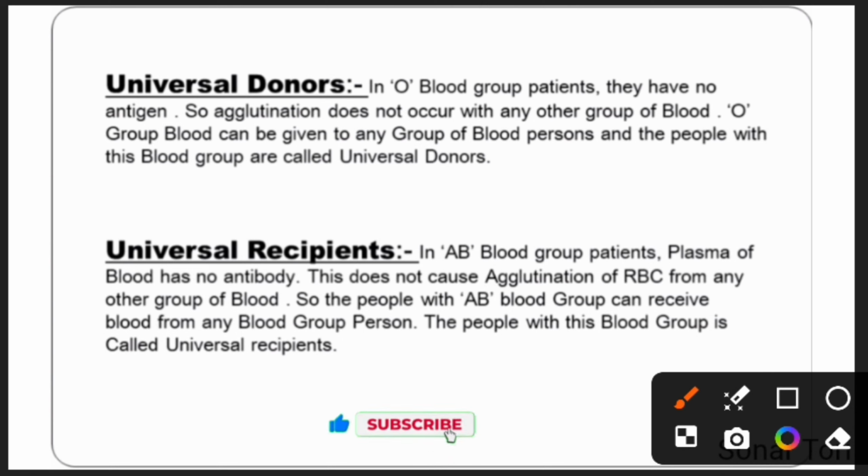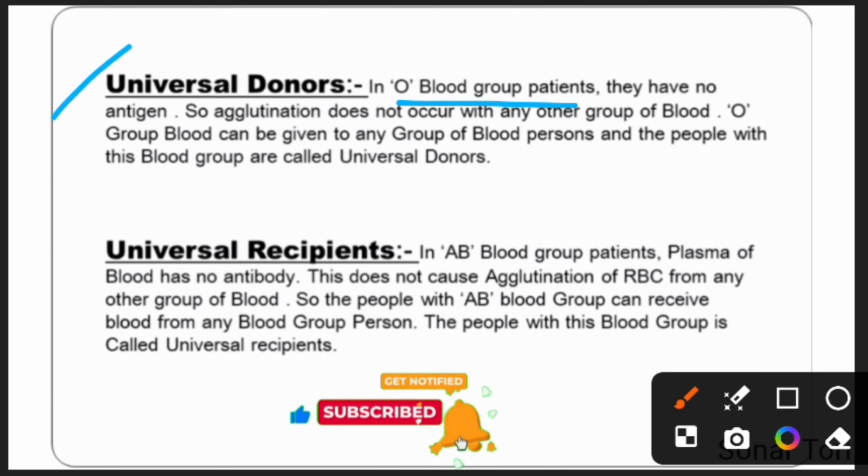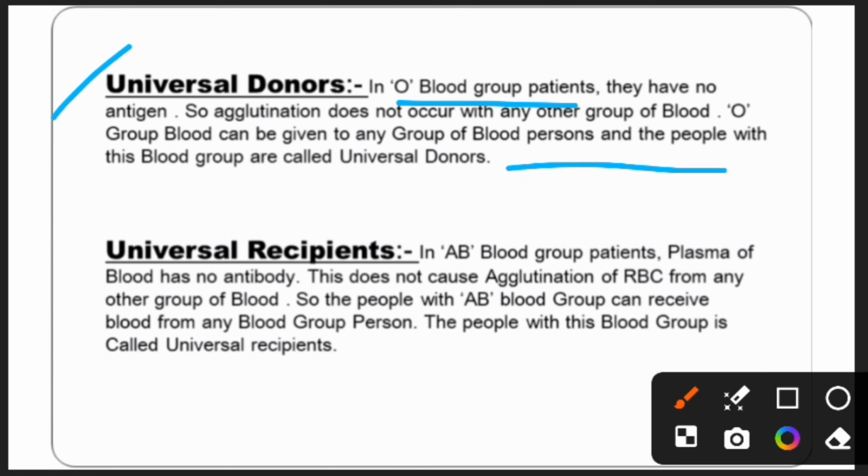First is the universal donor. In O blood group patients, they have no antigen, so agglutination does not occur with any other type of blood group. So O blood group can be given to a patient of any blood group, and the people with this blood group are called universal donors.